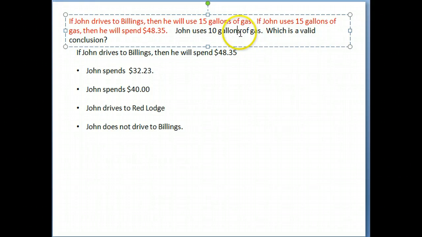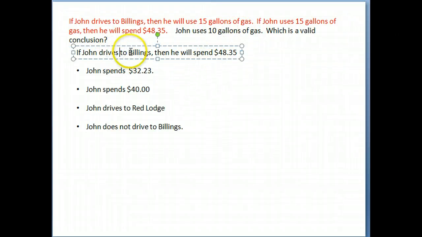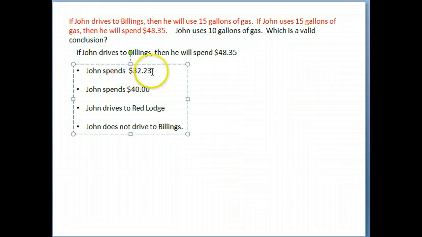Then they tell us, well, John used 10 gallons of gas. What can we conclude? Well, from this statement, nothing, because we were told if he drives to Billings, he spends $48.35. After that, we know nothing else. Okay, so what can we say? Can we say he spent $32.23? Well, you might try that one. You might say, oh, 15 gallons of gas, that was $48.35. So 10 gallons of gas, and if you calculate it, you do come to $32.23.